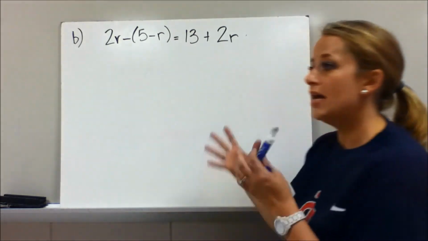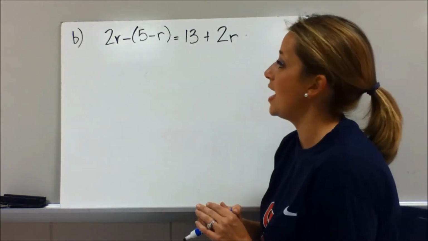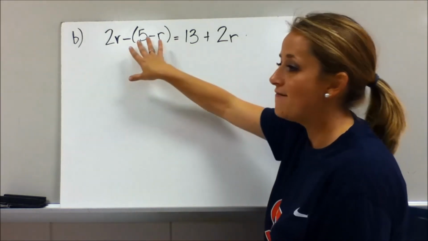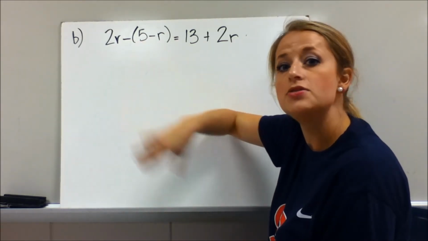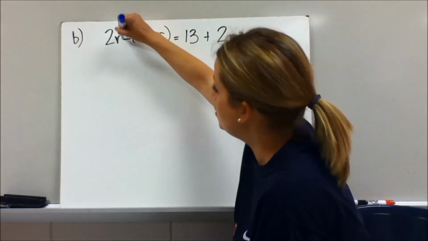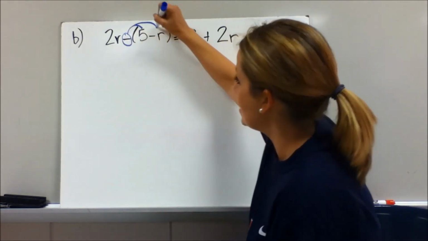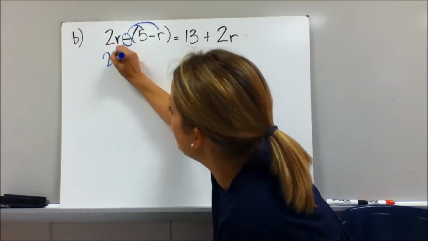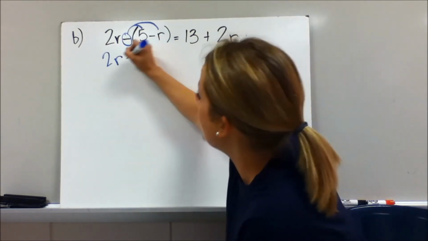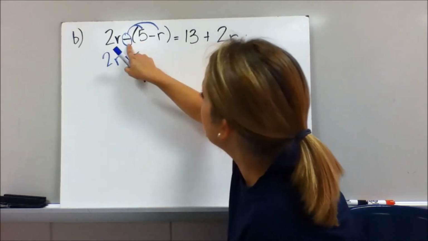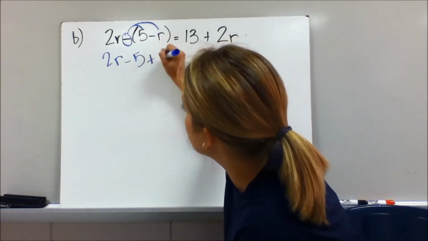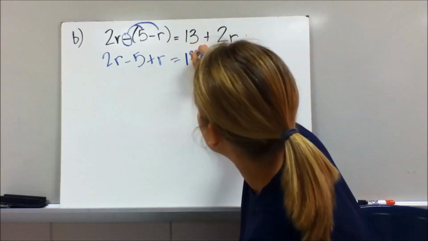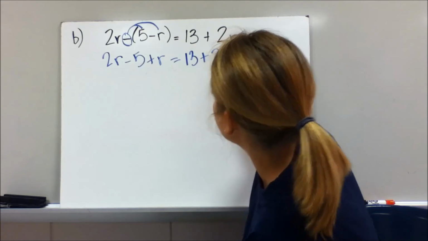Okay. Now again, go through those steps. I want to clean up each side. Looking on the left side, 2r minus 5 minus r. I have 5 minus r in parentheses, so I need to use the distributive property to distribute that negative. That's like negative 1 times that quantity. So 2r comes down, nothing happened to it. Negative times 5 is negative 5. Negative times negative r is positive r. Then copy down the rest. 13 plus 2r is already cleaned up, so I'm good on that side.